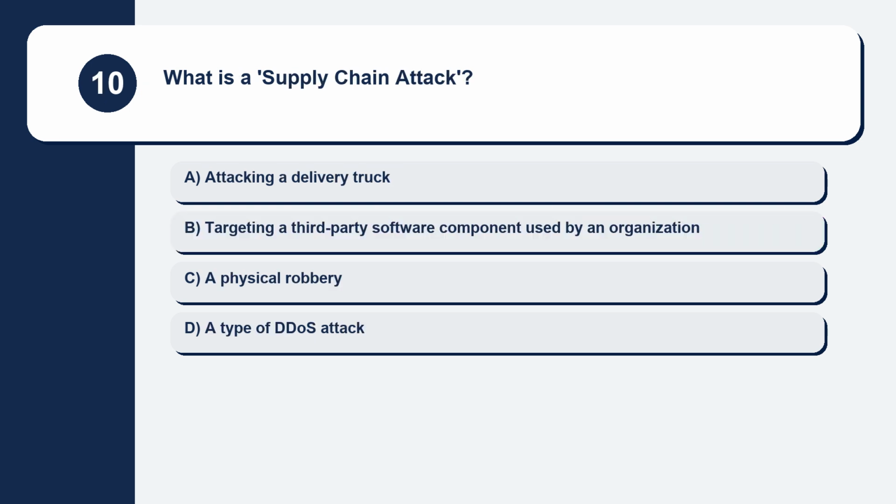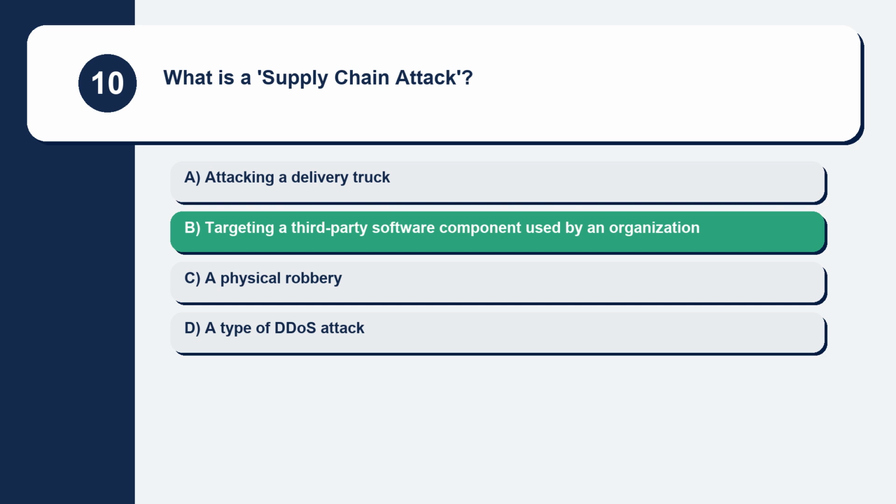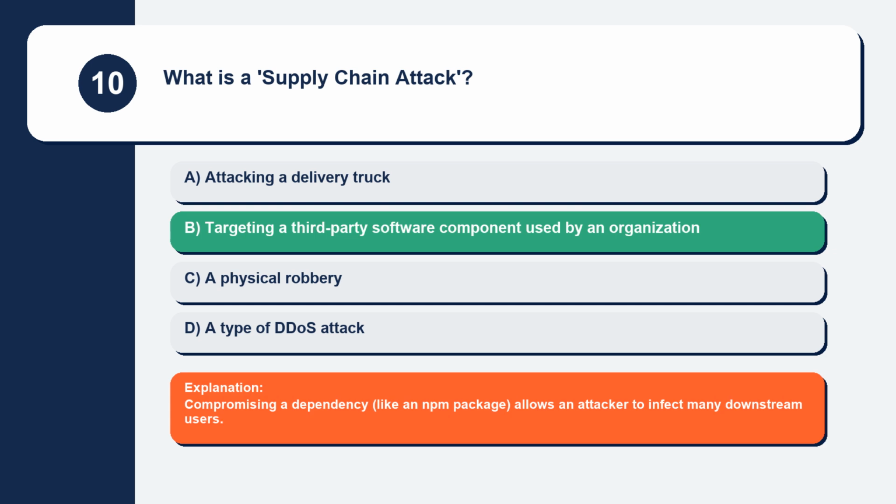Question 10. What is a supply chain attack? Attacking a delivery truck. Targeting a third-party software component used by an organization. A physical robbery. A type of DDoS attack. Compromising a dependency, like an NPM package, allows an attacker to infect many downstream users.